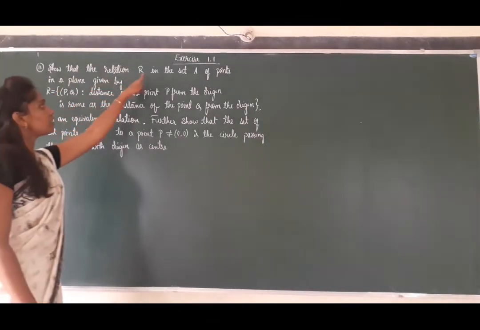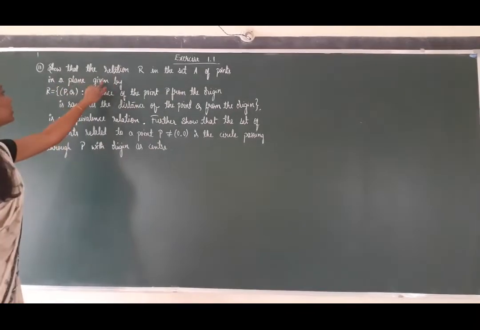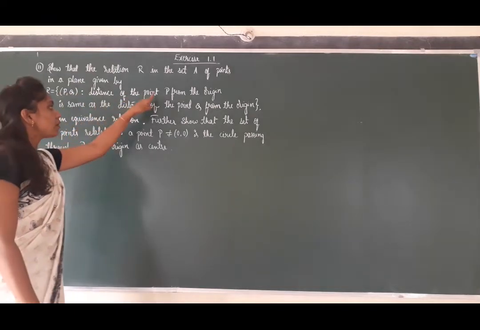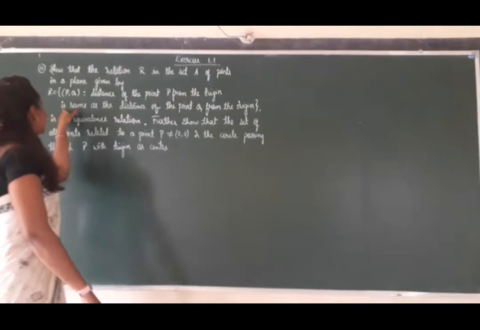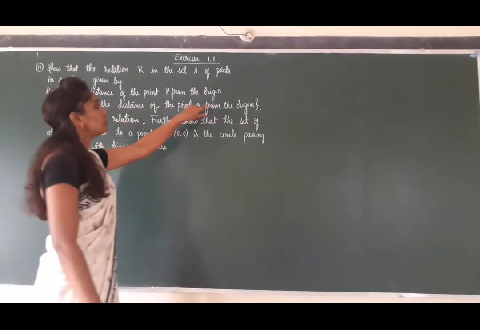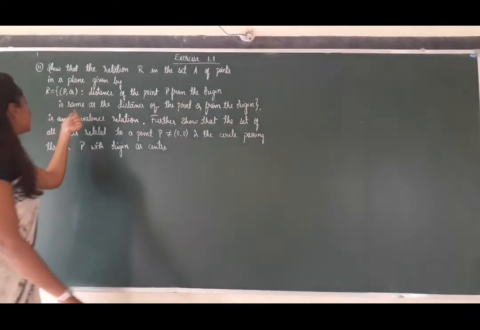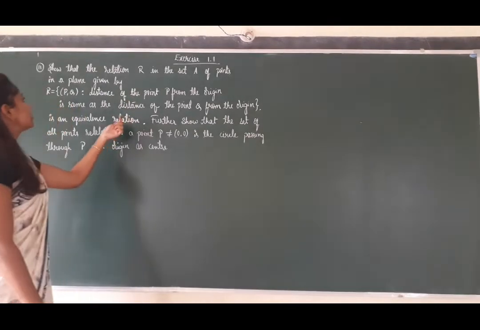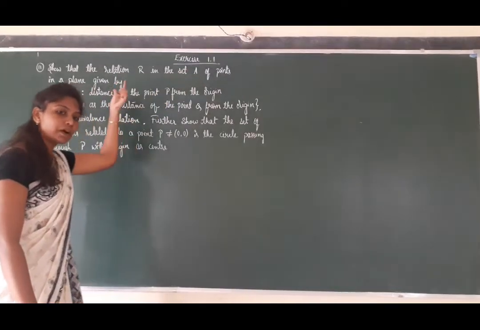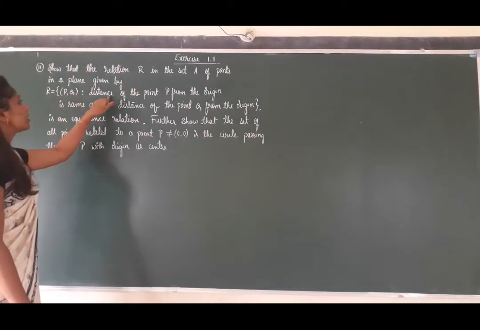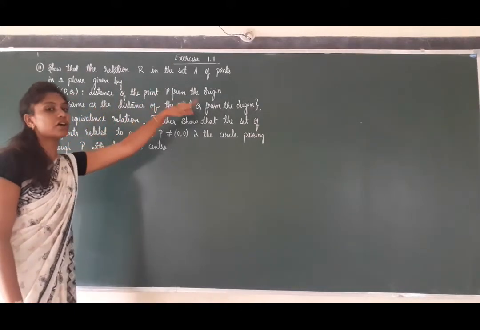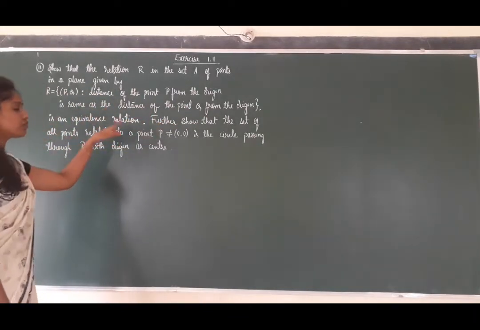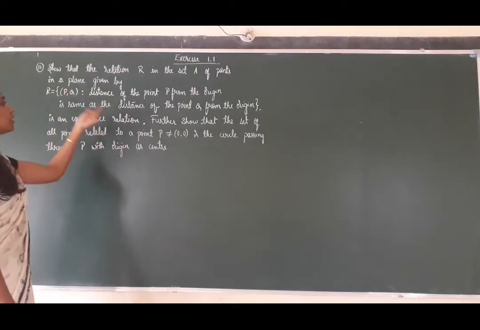Show that the relation R in the set A of points in a plane, given by R equals the set of all ordered pairs (P, Q) such that the distance of the point P from the origin is the same as the distance of the point Q from the origin, is an equivalence relation. This is the first part of our question. What is given? Set A is a set of all points, and R is the set of all (P, Q) such that the distance of point P from the origin is equal to the distance of the point Q from the origin. We have to show that R is an equivalence relation.